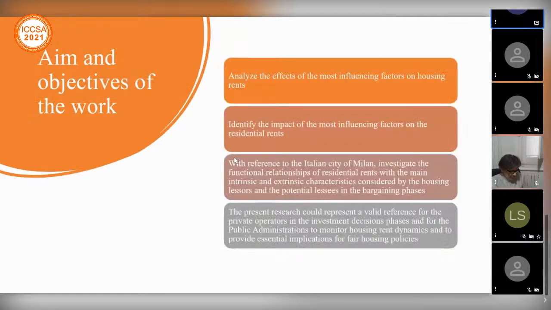The aim of the work is, as we say, to analyze the effect of the most influencing factors on housing rents, in particular with the influence of the COVID pandemic. We chose the city of Milan, and we investigate the functional relationship of the residential rents with the main intrinsic and extrinsic characteristics.